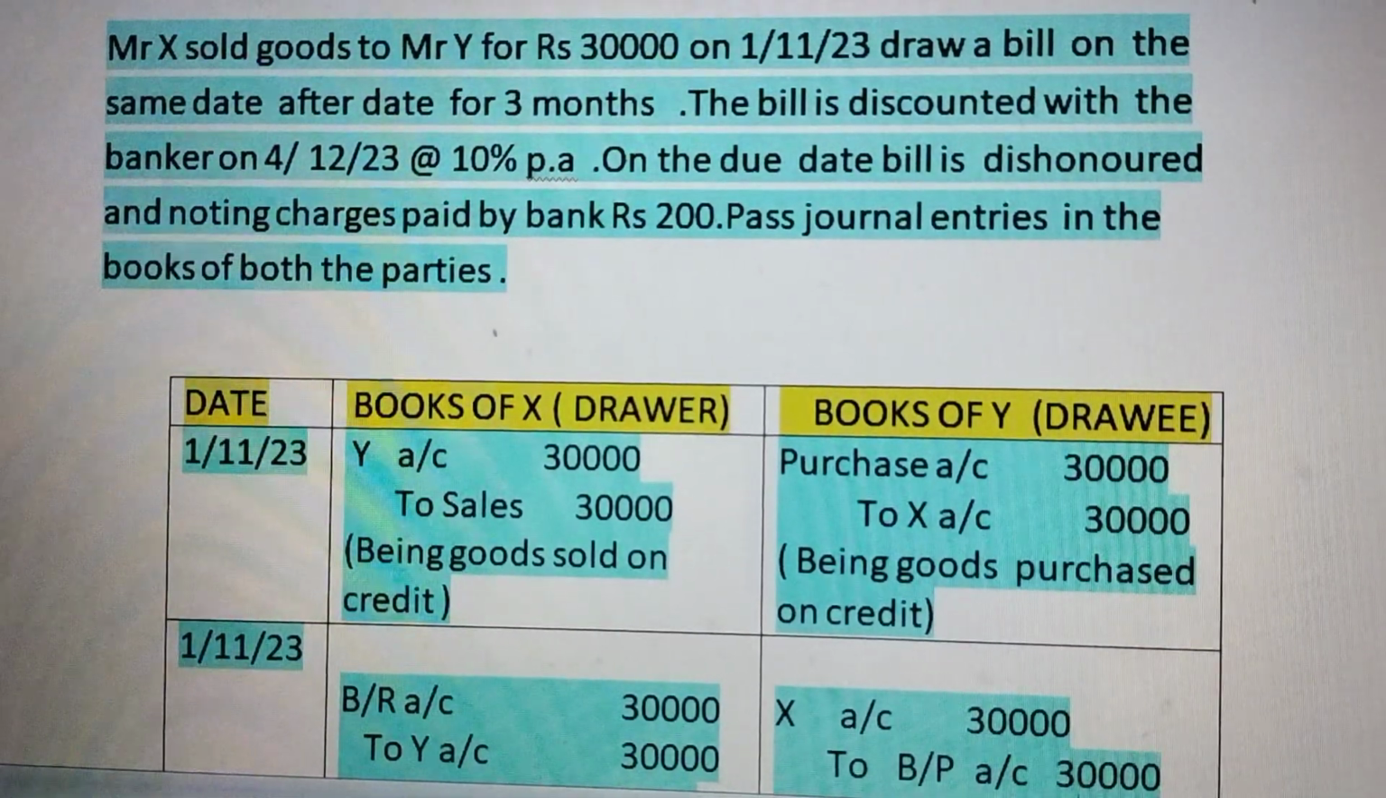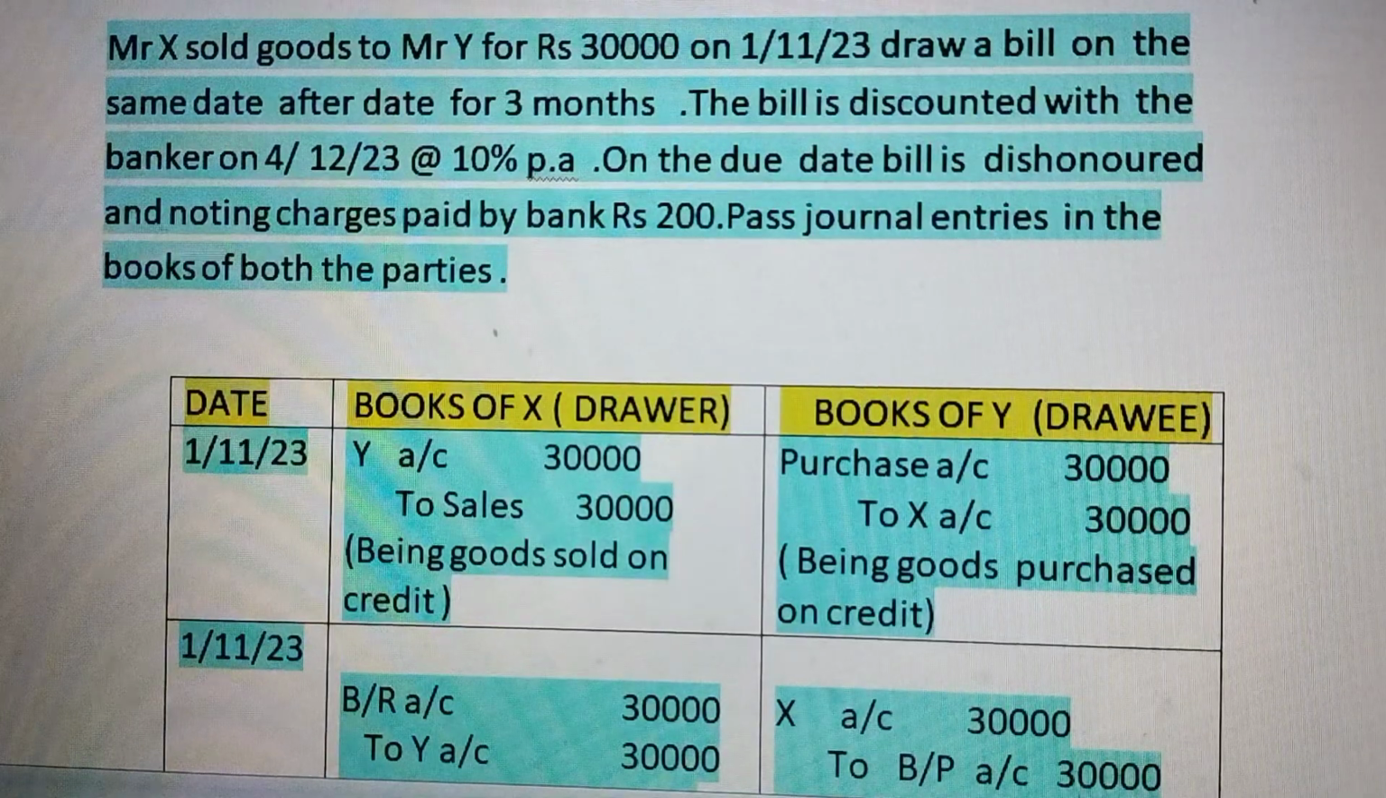So on 1/11/23 goods has been sold to Mr. Y. So Y is a debtor and X is a creditor. So X will definitely draw bill on Y. But first of all, we have to pass entry for goods sold. When goods are sold on credit, the entry will be debtors to sales. But who is the debtor? Y. So in the books of X, the entry will be Y account debit to sales. Okay, Y is a debtor. So on credit sales, one has to debit the debtors and we have to credit the sales. So being goods sold on credit 30,000.